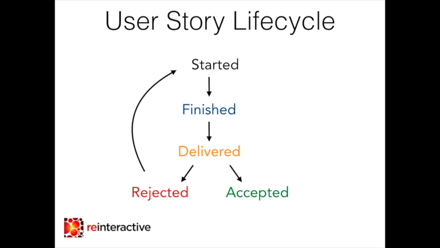So as a developer starts working on a story, they're going to hit the start button, and when they finish the story, they'll hit finish. They'll get that code reviewed by another developer, and once that other developer is satisfied that it does the job correctly, then they're going to hit delivered. And then it flows over to the product owner to either accept or reject the story. And if the story is rejected, then it goes back to the developer, who can start working on the story again, or if it's accepted, then we can move on to the next story.